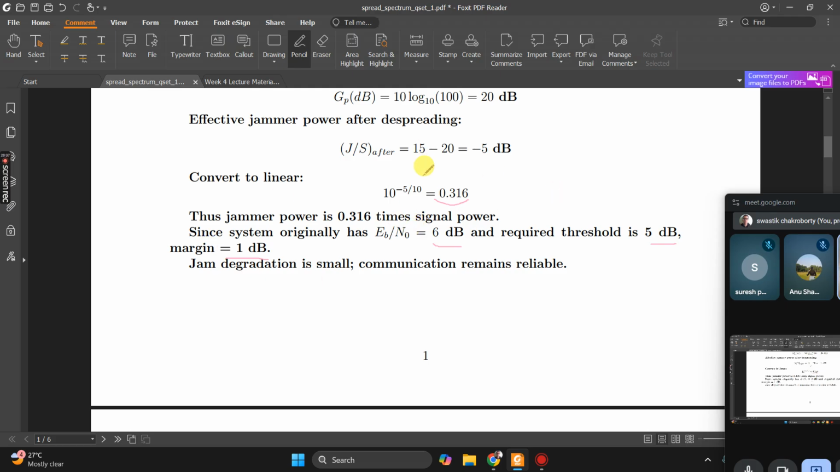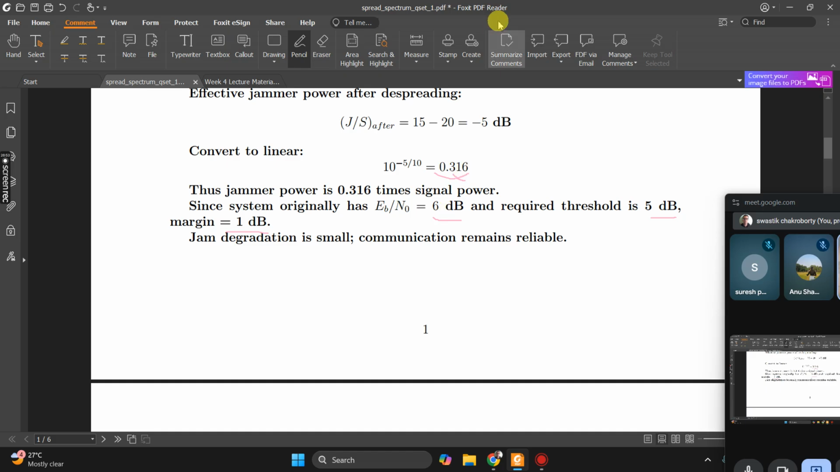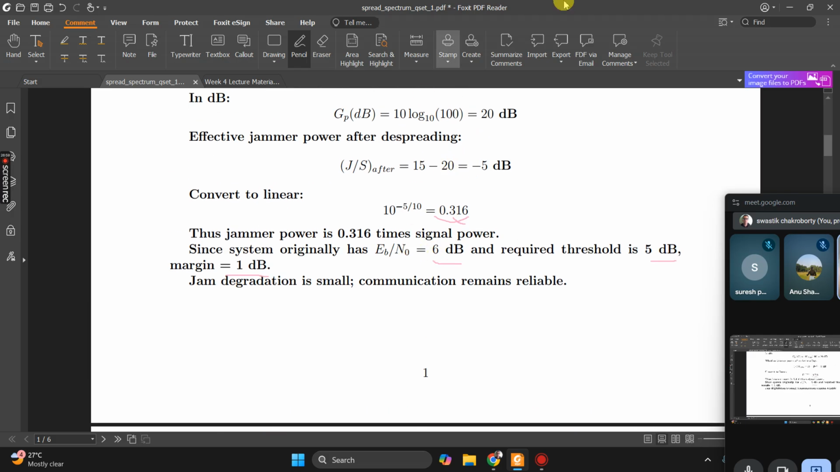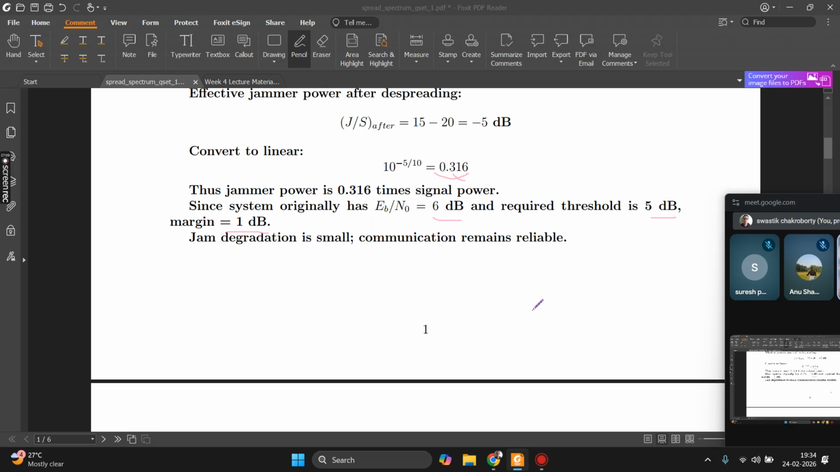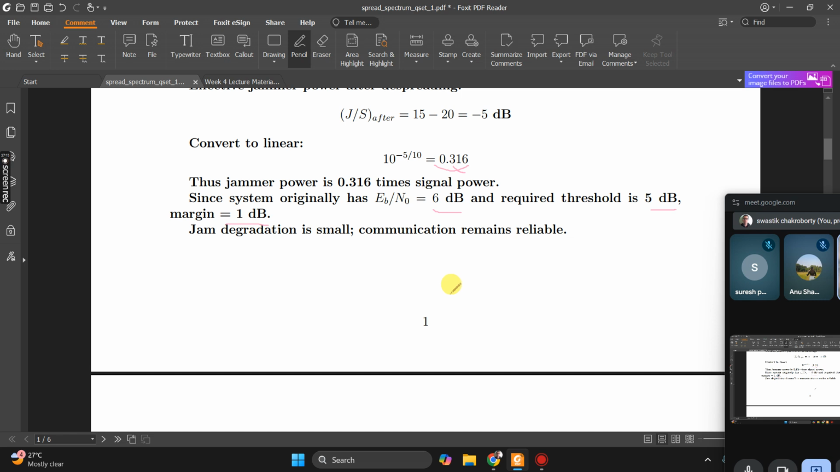So this jamming is having only this much effect, not full effect. So 1 dB margin is sufficient and the communication remains reliable, because the jamming degradation is small, minus 5 only. But if the jamming degradation was more than 1 dB, say 2 dB, instead of minus 5 it is plus 2 or plus 3, then your communication wouldn't have been reliable. Okay, because it is minus 5, it is less than 1 dB, so we can still communicate.